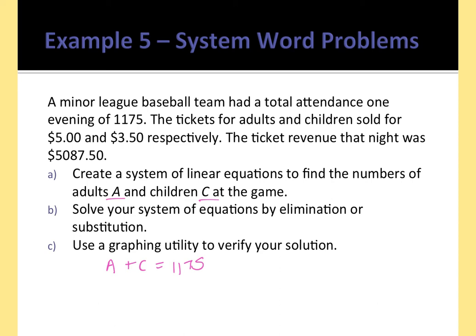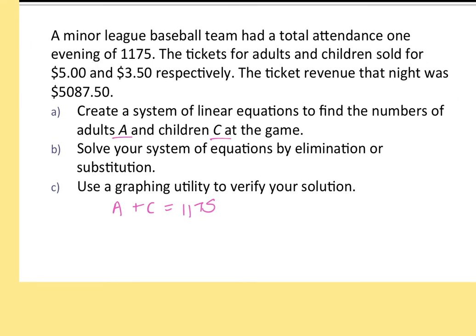And then 5,087.5. Five A. Good. Each adult ticket was $5. Each child ticket, 3.5. You could put 3.50, but you don't need the 0. All right, now I have a system and you have choices. You could either do elimination or you could do substitution. Out of curiosity, how many of you would choose elimination? How many would choose substitution?